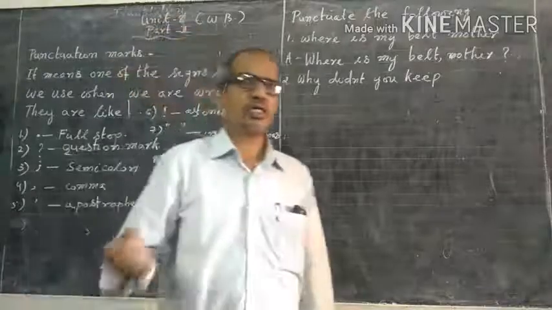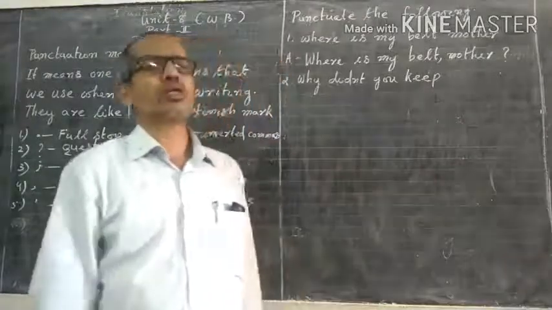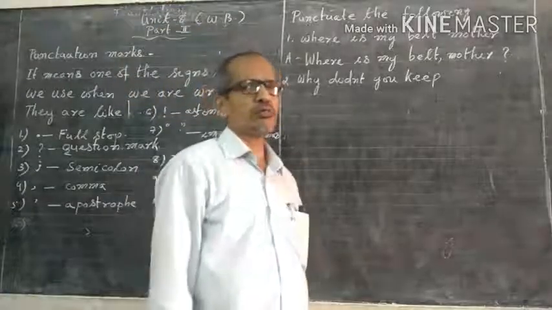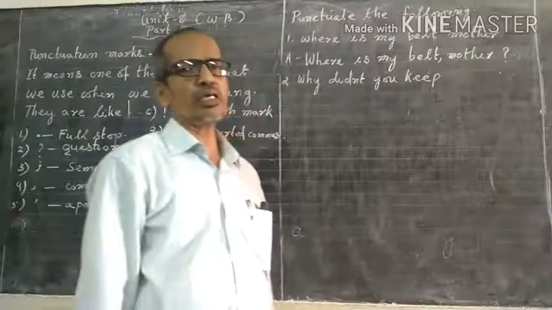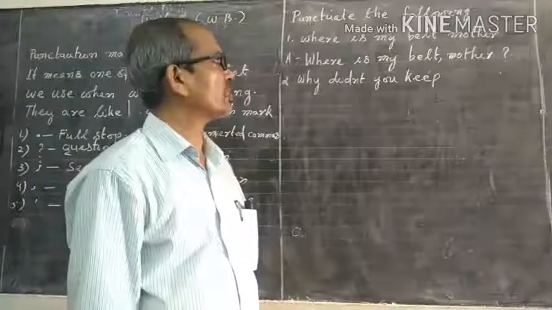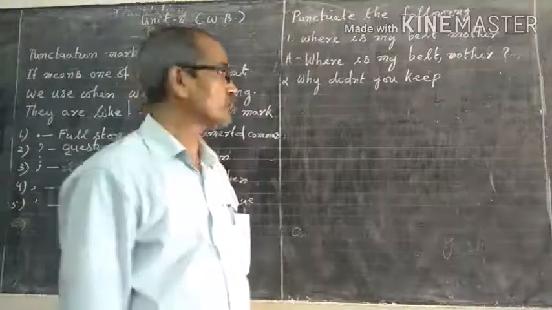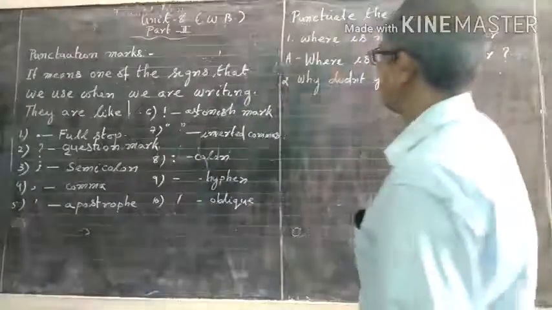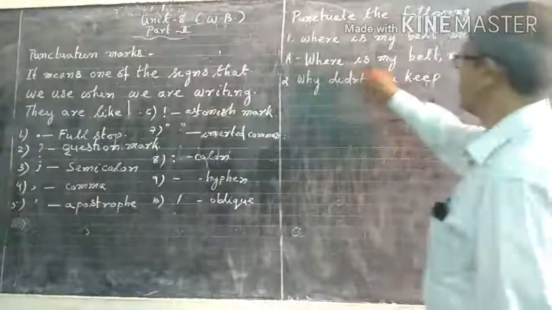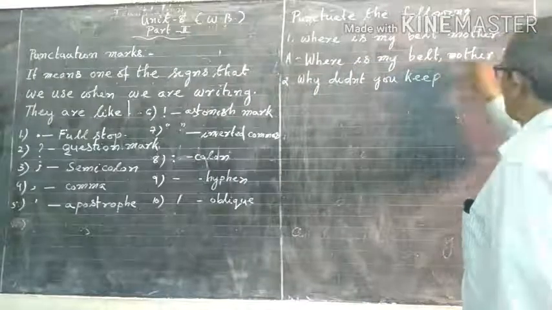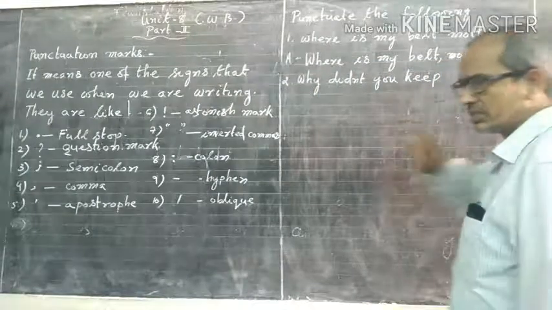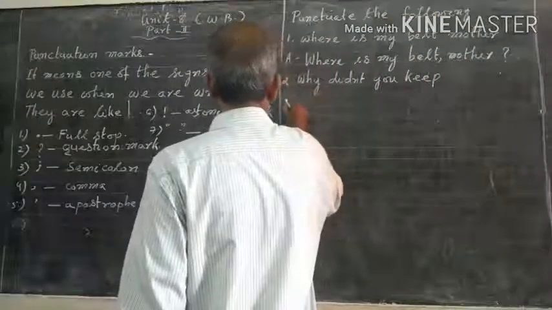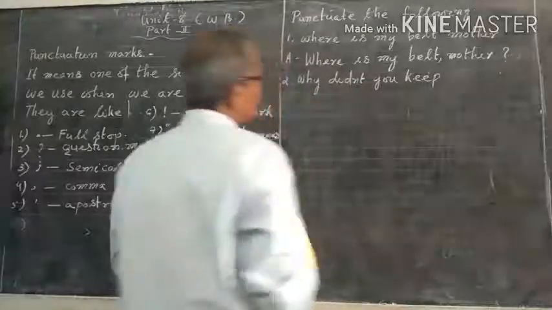Suppose you have kept your belt somewhere and you want to find it but you cannot. So you will go to your mother. Then we ask, where is my belt, mother? That means we are going to put a question to our mother, so we have to write like this. W is capital, then is my belt, comma, mother, then at the end of the sentence we put a question mark.